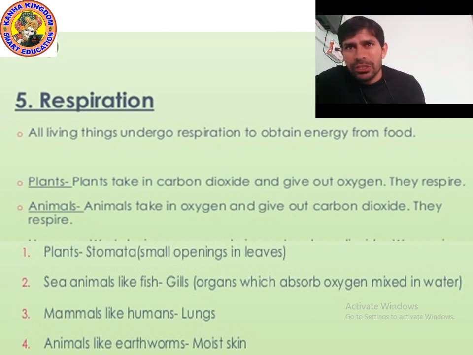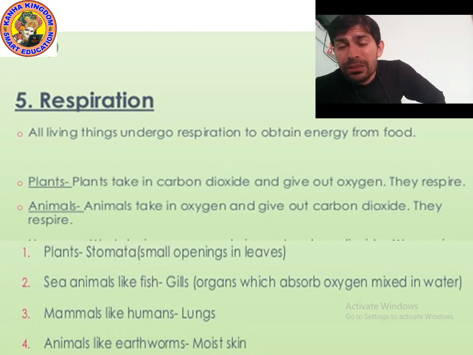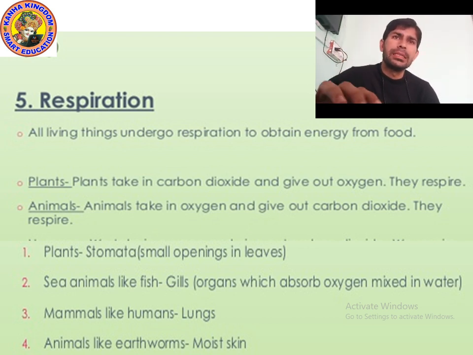And if we talk about mammals, like human beings, we breathe oxygen and it goes into the lungs. We breathe in through the lungs. Without lungs, it's not possible. And there are many animals who breathe in through their skin, like the earthworm. Earthworm has moist skin, which helps in the breathing process.